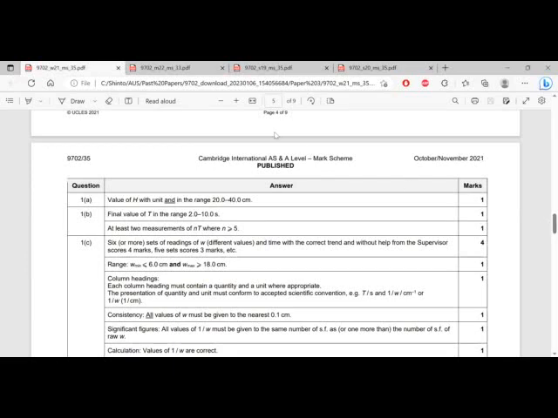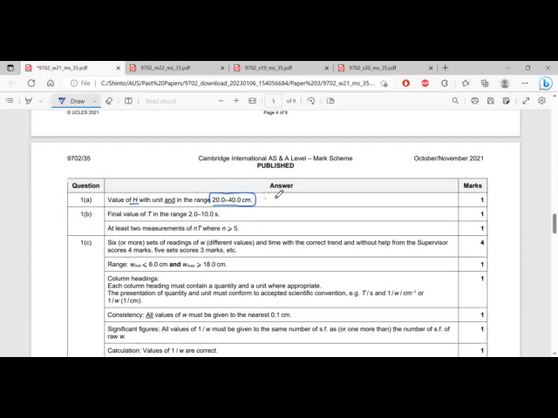To start with the first question, I'm not actually discussing any particular question paper. I just want to show you how you are supposed to formulate your answer. For instance, let's say this is some experiment involving the measurement of a distance, probably a height. And you can see this is what you should be very careful about.